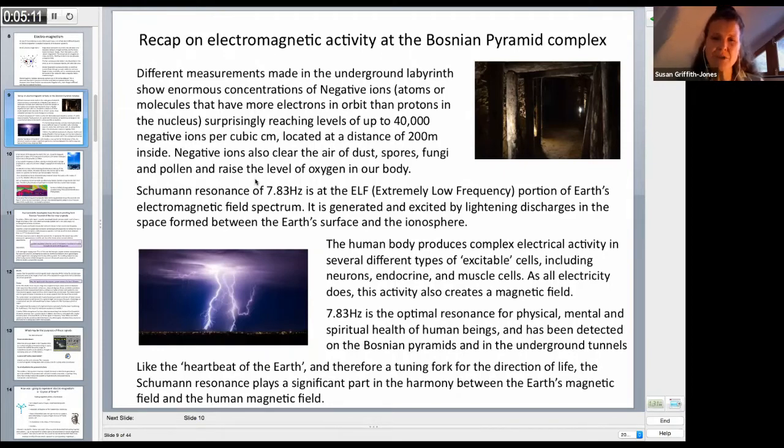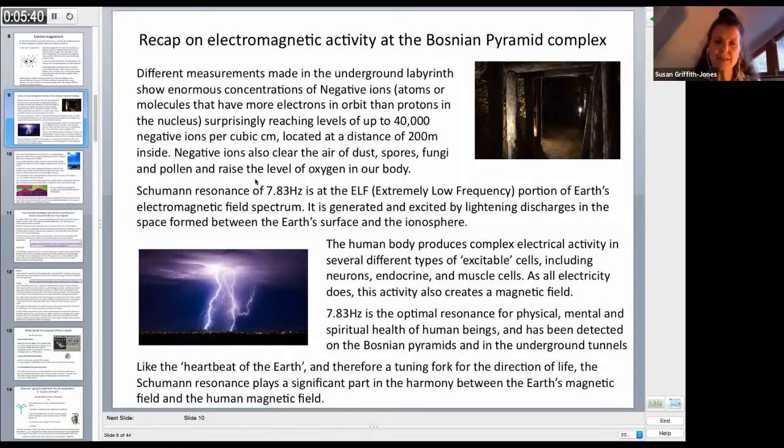The other phenomenon is that the deeper you go into the tunnels, the more concentrated these negative ions are, so the value gets higher, which is kind of contradictory to what you think about going underground. When you hear stories about people who go into mines, the deeper you go into the mine, the less oxygen. But here it's absolutely the opposite.